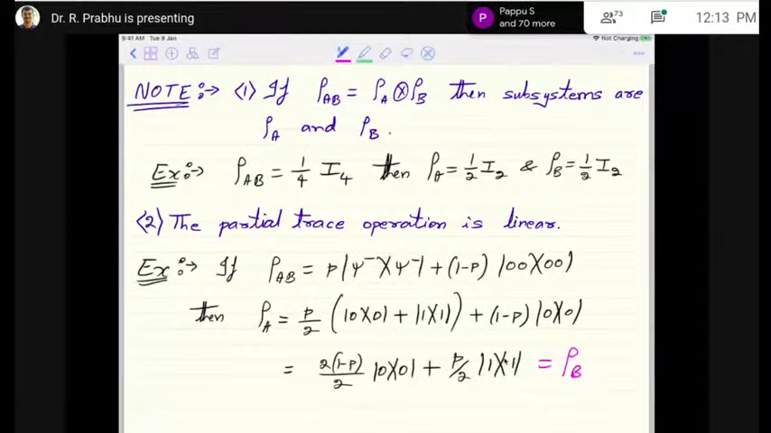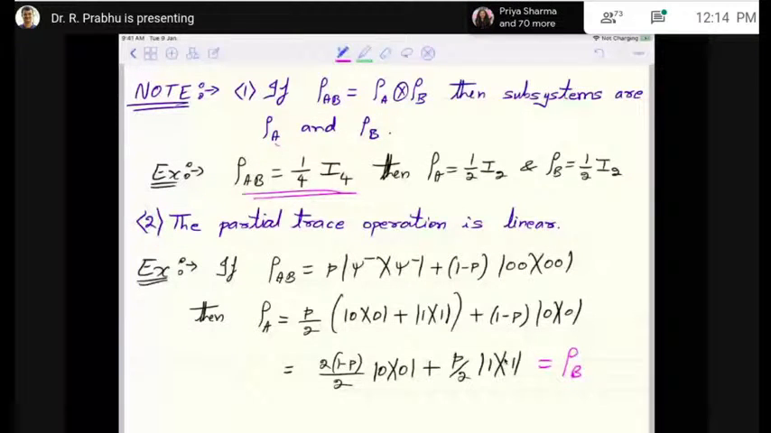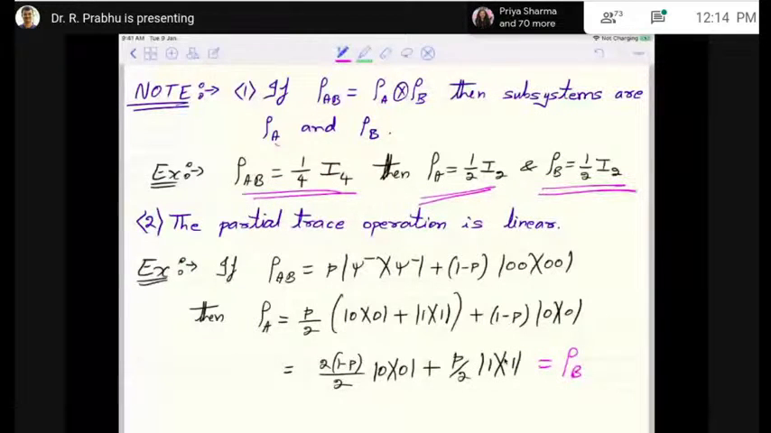If rho AB is equal to rho A tensor rho B, that is, if you have a composite system which can be written as a tensor product, then the subsystems are rho A and rho B, and you know everything about each subsystem. Whenever you can write a density matrix as a product of subsystems, you know everything about it. For example, if you have a composite system given as 1/4 times I4, then you can see that it can be written as the tensor product of the two subsystems.